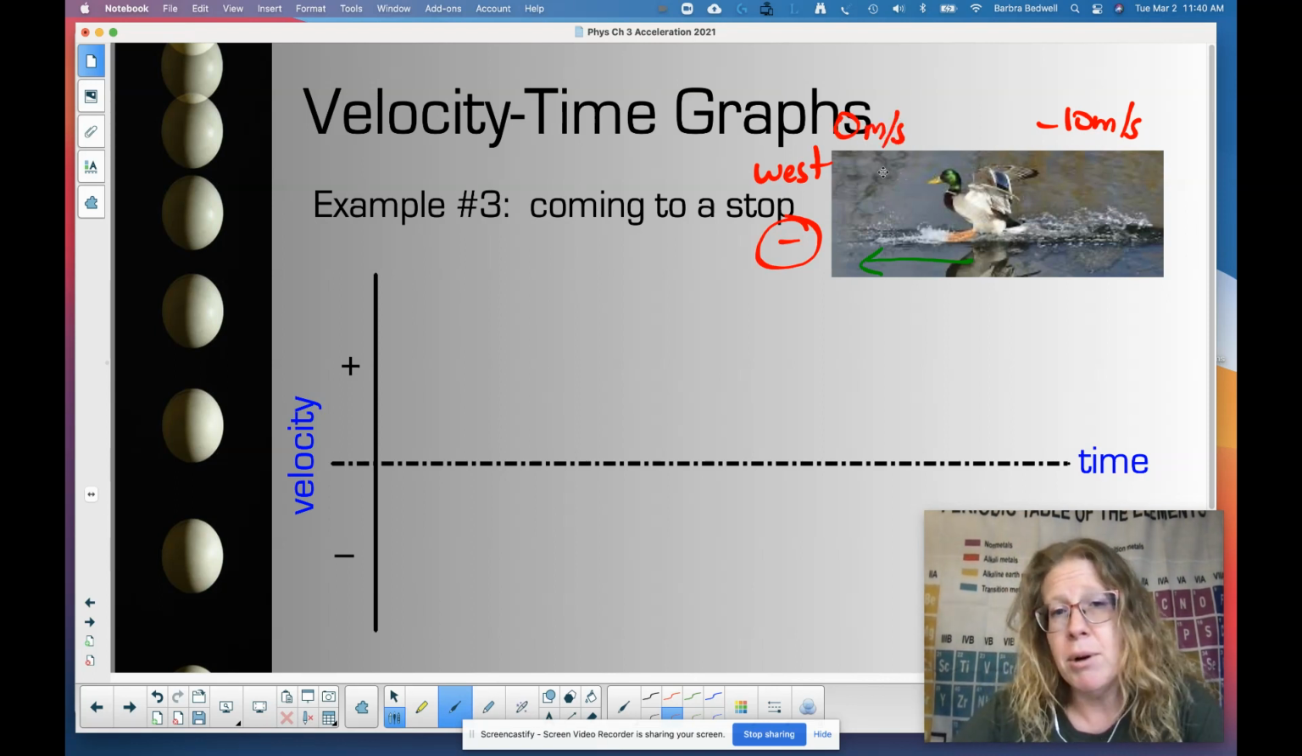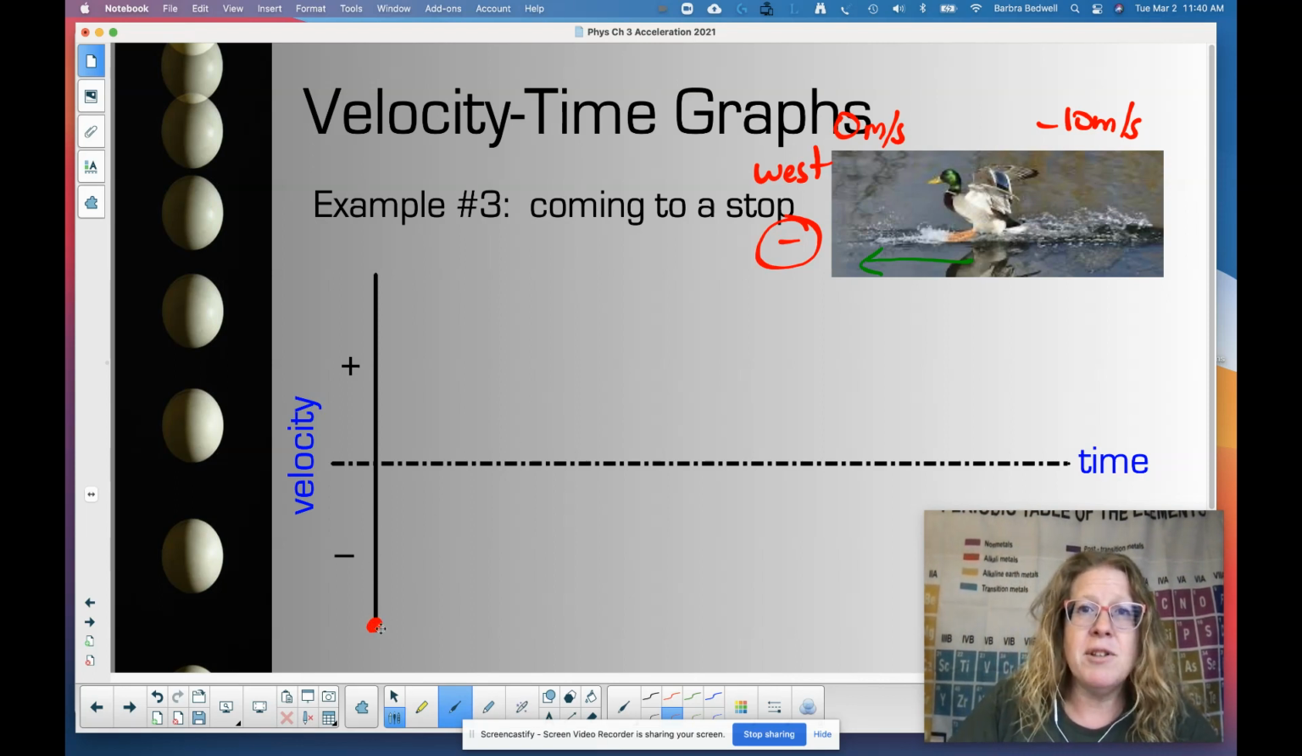So it's kind of a mirror image of the graph that we just did. He's starting with a high rate of speed. A high rate of speed here means far away from the x-axis. And he's slowly but surely approaching zero. So again, it would be something like this, like that.